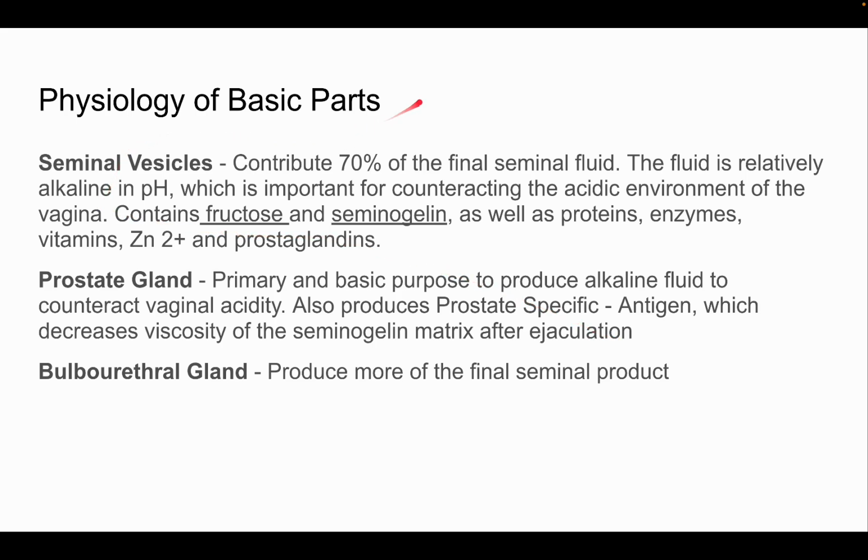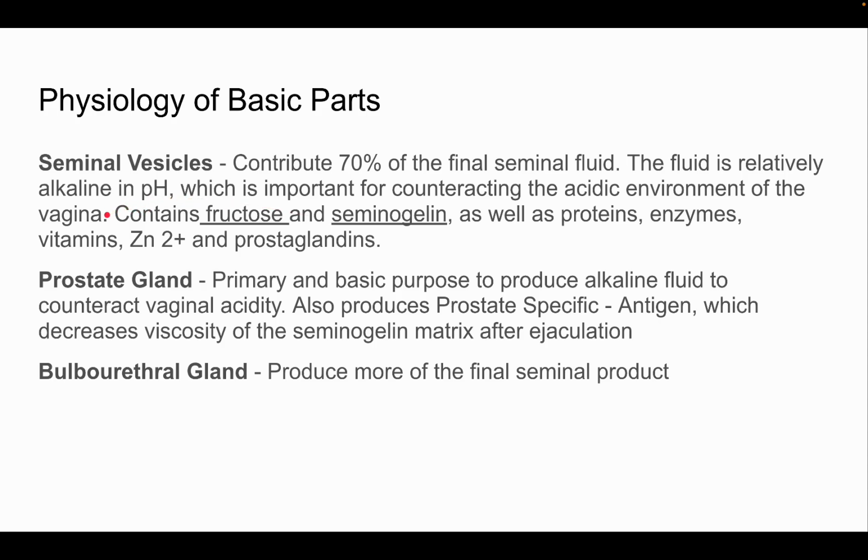Okay, so it's beneficial to have an anatomy model out here so that you can have this as a component. This is the physiology of the basic parts that are atypical, that you don't normally see in a basic anatomy. So you have the seminal vesicles. They contribute 70% of the final seminal fluid. This fluid is relatively alkaline, which is important for counteracting the acidic environment of the vagina and also the urethra, because urine is acidic.